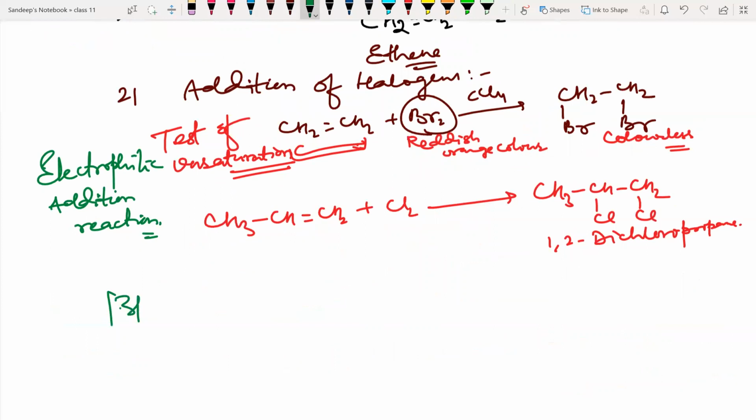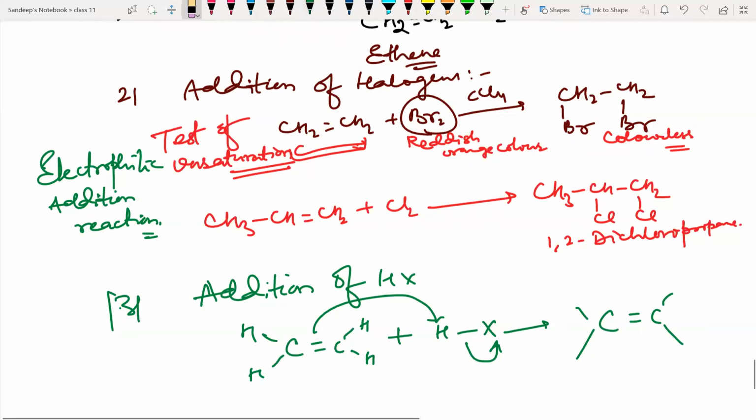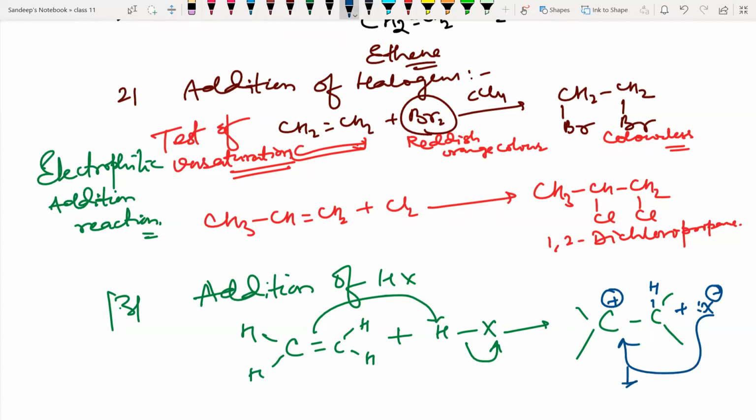Copied, sir. Next is addition of HX, hydrogen halide. So when alkene is treated with HX, what happens? This pi bond shifts to the proton, this double bond breaks, so this is attached and it becomes a carbocation. Next step, what happens? This X attacks over here and it forms a hydrogen halide.